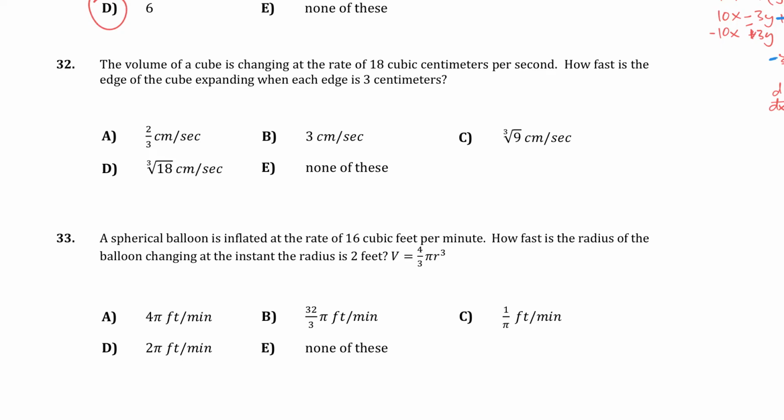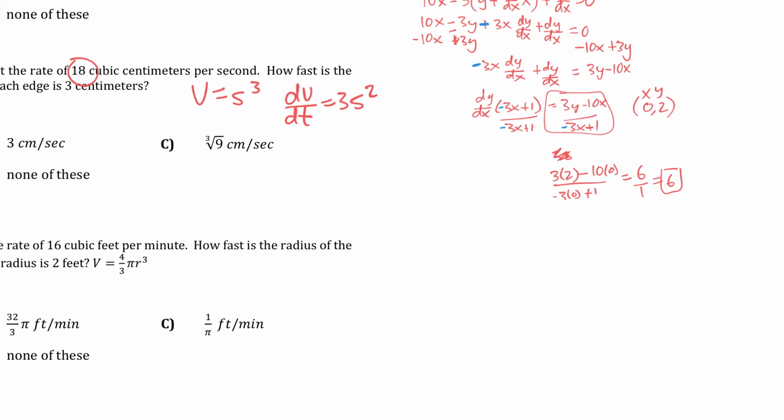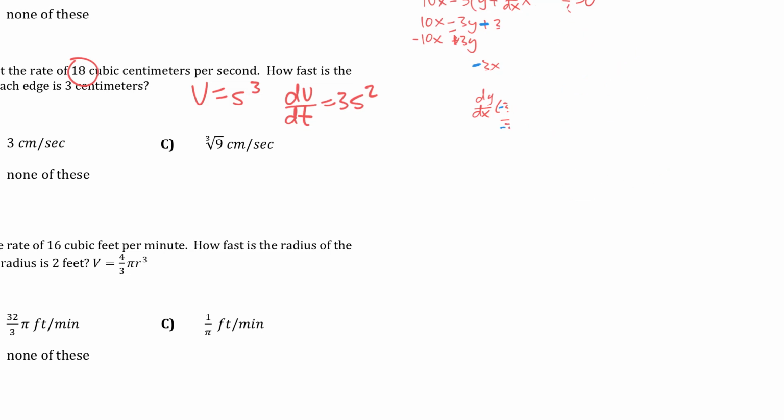I know that the volume of a cube is the side cubed. So dV/dt is going to be 3 times s squared. Okay, and that dV/dt is 18. And now we need to go over here. I need to erase some of this stuff. It just went too far in this whole thing here.